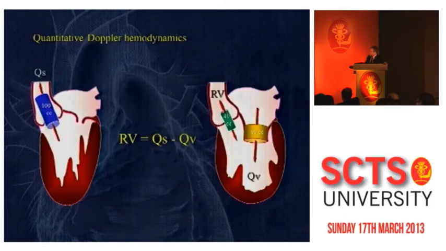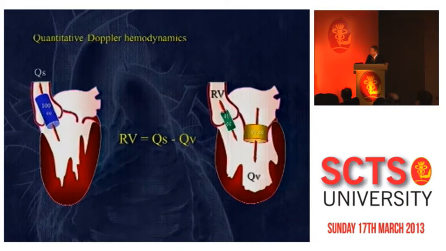So it's a relatively easy method. You measure the flow across the aortic valve by measuring the size of the LVOT and the velocity across the valve, and you do the same at the level of the mitral valve, inflow, outflow, and you make the difference between the two, and that gives you the regurgitant volume.